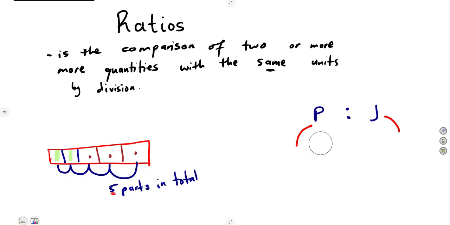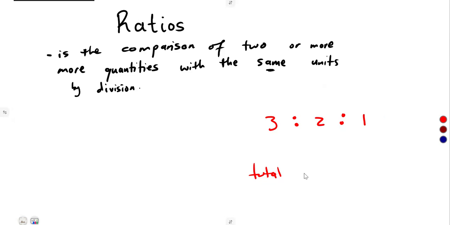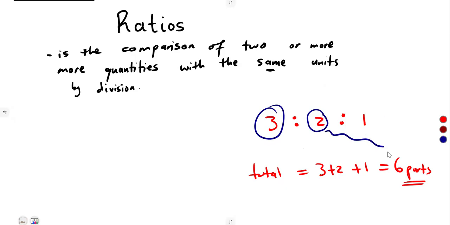So always when you are to consider a ratio, you must ask yourself, how many parts do I have in total? 3 as to 2 as to 1. What is the total in terms of what? The ratio. I simply have to add 3 plus 2 plus 1. So that's going to be 6. So we are saying we have got 6 parts in total. So this one got 3 parts out of 6. This one got 2 parts out of 6. This one got 1 out of 6.